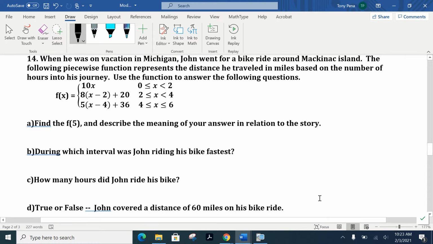It says, when he was on vacation in Michigan, John went for a bike ride around Mackinac Island. The following piecewise function represents the distance he traveled in miles based on the number of hours that he rode on his journey. Use that function to answer the following questions. So find f of 5. That should be easy. We did a bunch of those, but we haven't necessarily talked about the meaning of this if I ask you that. So find f of 5 real quick. And then write down what you think that means in relationship to the question.